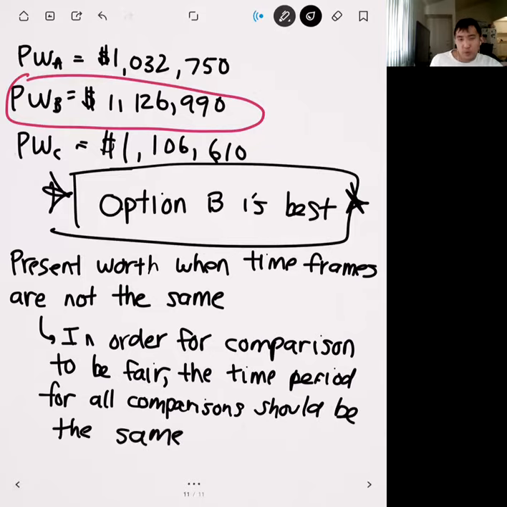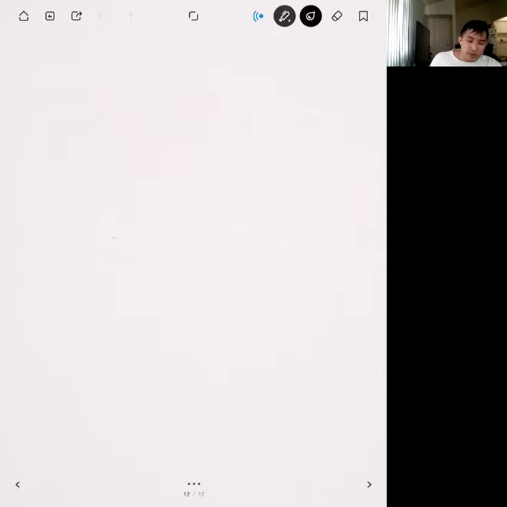And so if you're doing a present worth problem and you see something that doesn't have the same period, so one option might last like 6 years, and another option might last 9 years, in those cases you can't just straight up compute the present worths using their own time periods. Because you'll get results that are not reliable at all. So in order to analyze these cases where the time periods differ, you need to make it so that their time periods are the same. And there are two ways to do this.